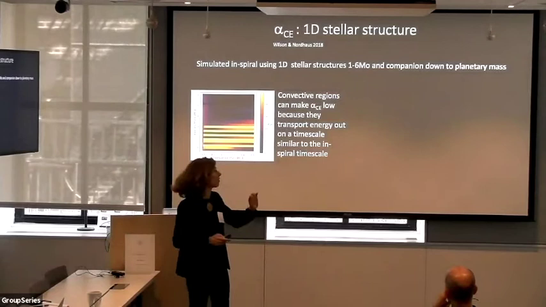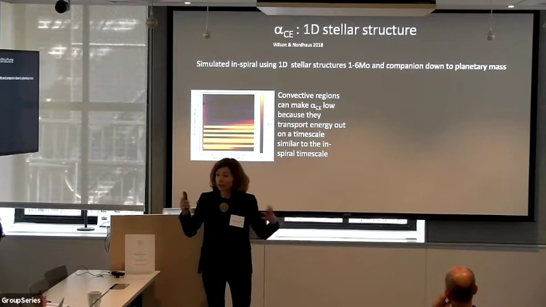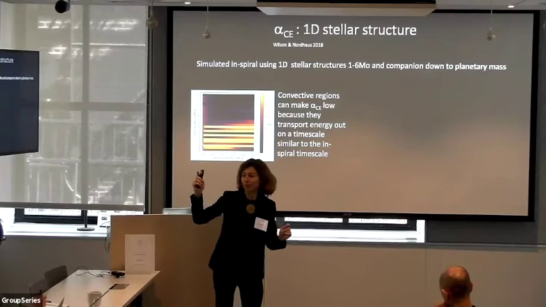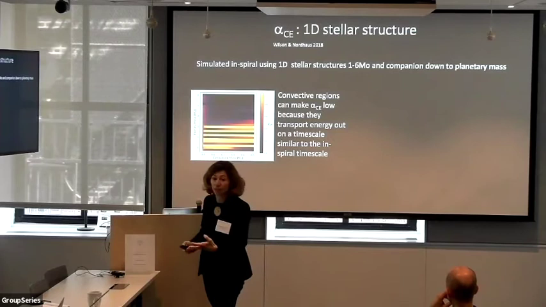So this is a novel and different way to get alpha using 1D stellar structure, no observations and no simulations. So he does some kind of magic and decides how, in each of his stars, the inspiral arrives at a final separation. I don't want to steal his thunder too much. And it tells us that convective regions play a role in that they transport energy out on very short time scales and hence give you low alpha.